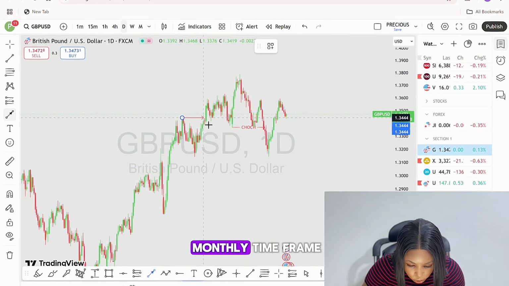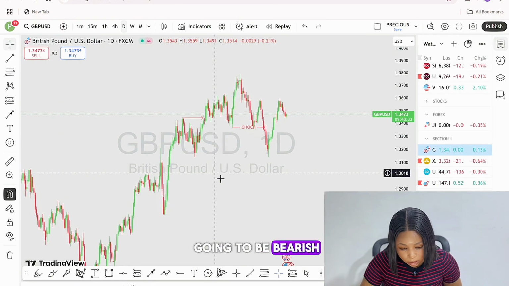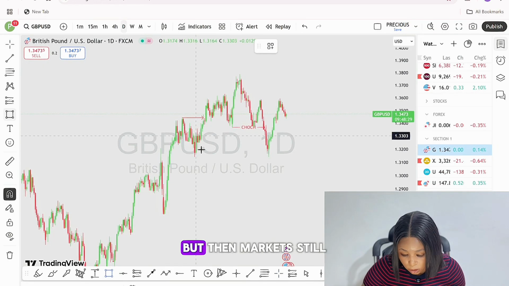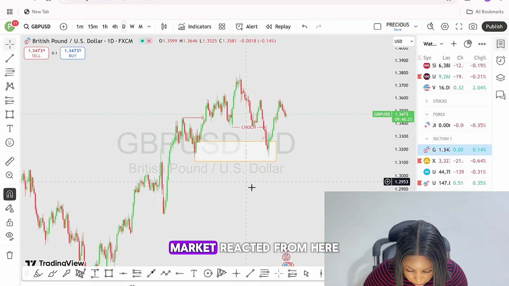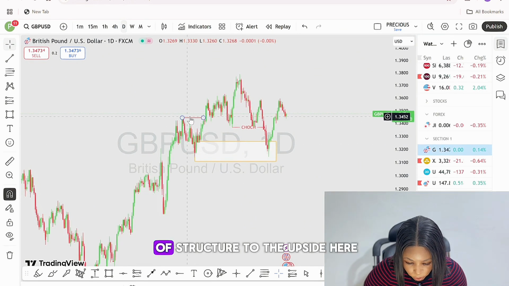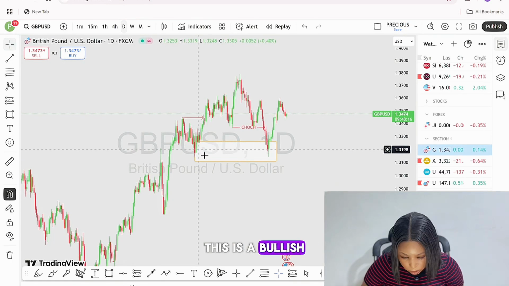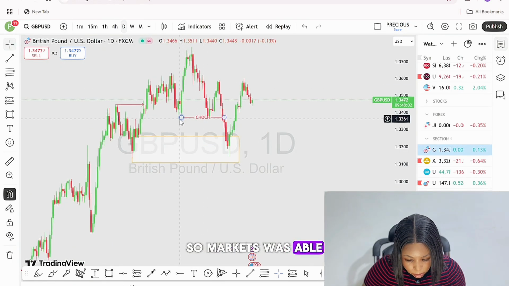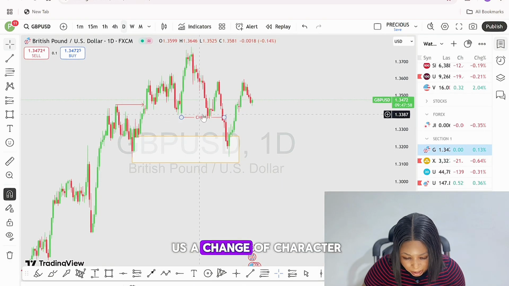Even though on the monthly time frame you can see that GBPUSD is going to be bearish for a while, but then market still reacted from here. Market reacted from here because we have a support level here. We have a break of structure to the upside here. We have a support level here. This is a bullish order block. So market was able to take out our daily time frame low here and gave us a change of character.